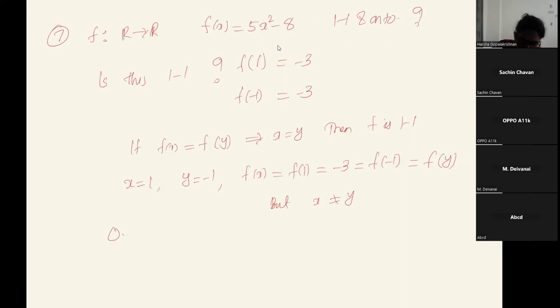Okay, now what about ontoness? Now let's go to ontoness. Is this onto? Yes. Okay. Can you say any element which is mapped to minus 10?